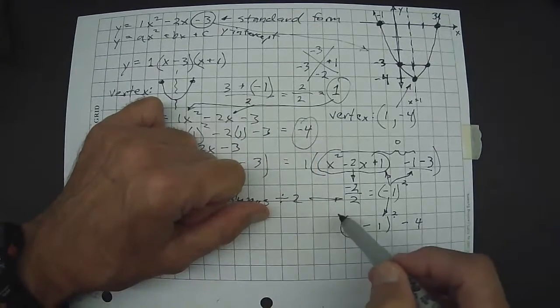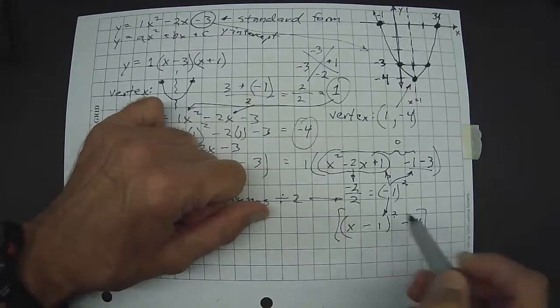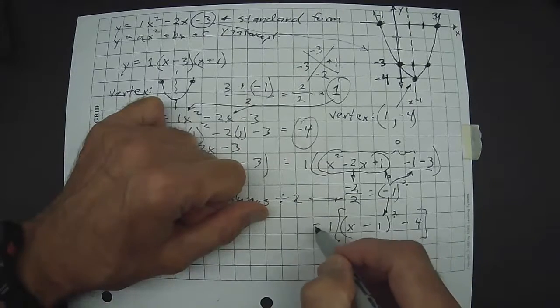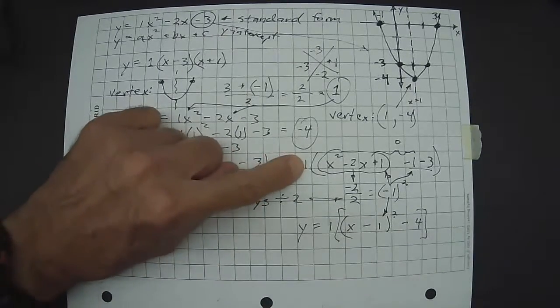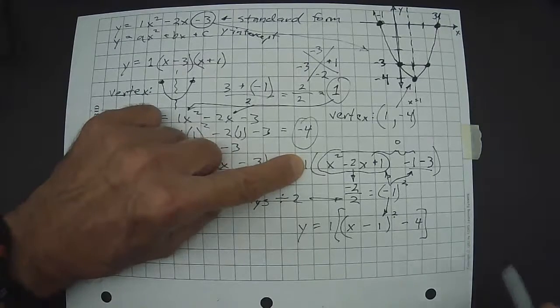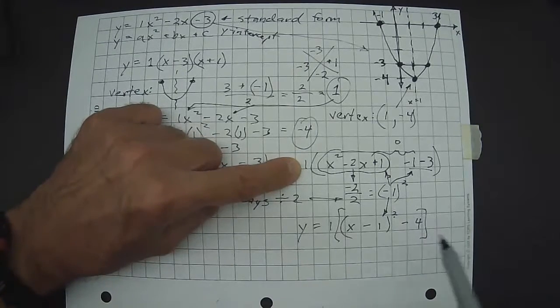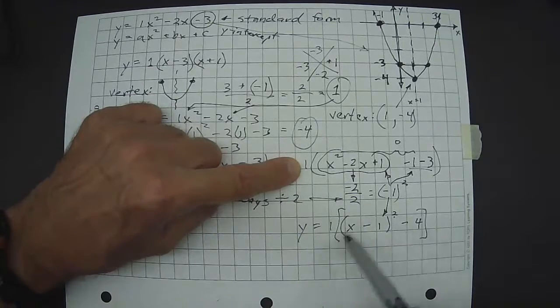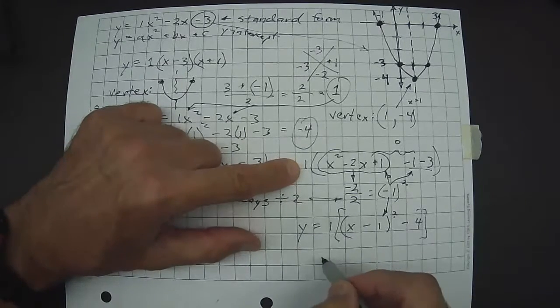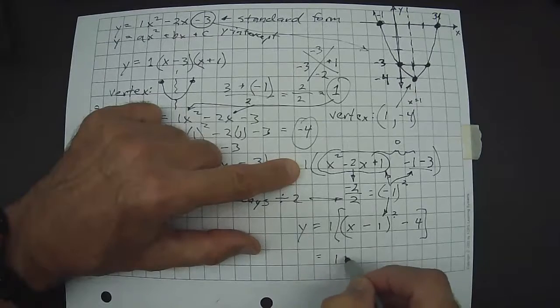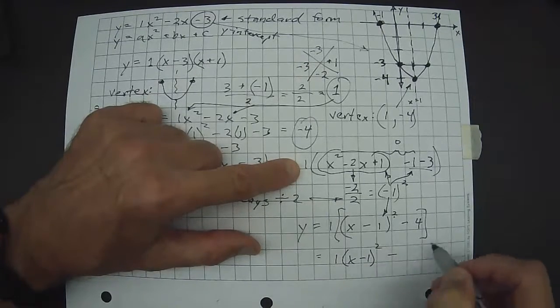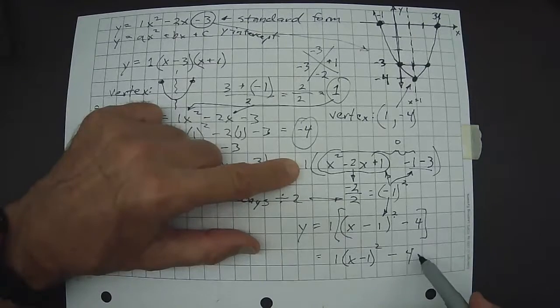Okay? So the whole thing is still multiplied by 1. I do have this 1 outside the parentheses there, so that whole thing is multiplied by 1. And if it weren't a 1, if it were a 2 or a 5, I'd have to distribute that, and I'd end up with something like this: 1 times x minus 1 squared minus 4 times 1.